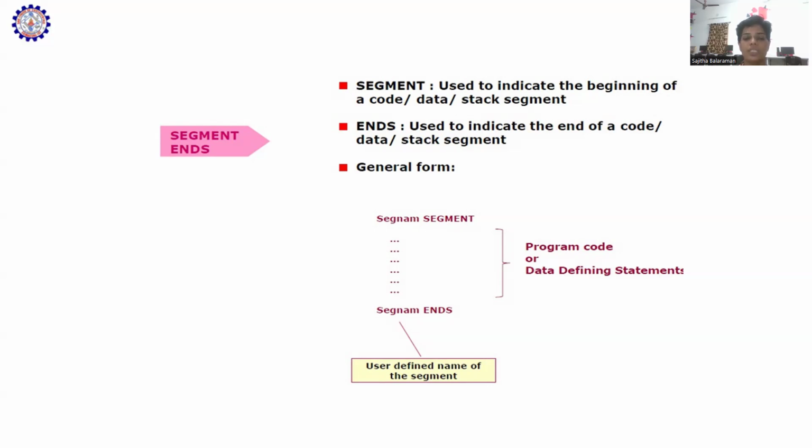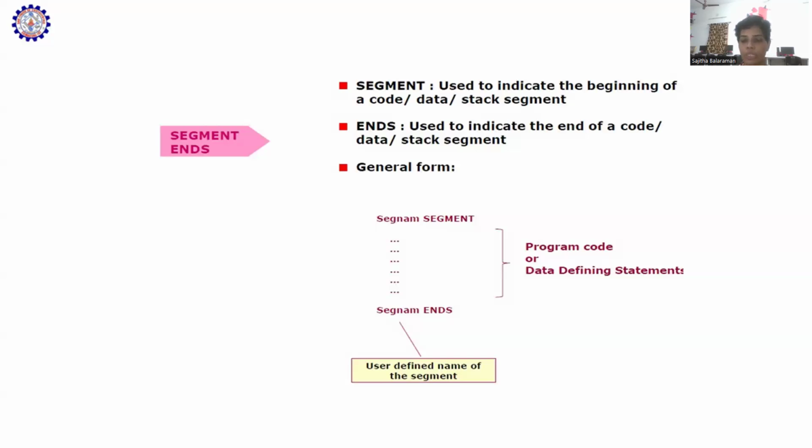So here you can see the general format of the segment, which is written as segnam SEGMENT, and that is ended as segnam ENDS. Here segnam, that is segname, is the user defined name of that particular segment, and SEGMENT indicates that the code, data, or stack segment is being started, and it is ended with the directive ENDS, meaning that particular segment is completely ended.